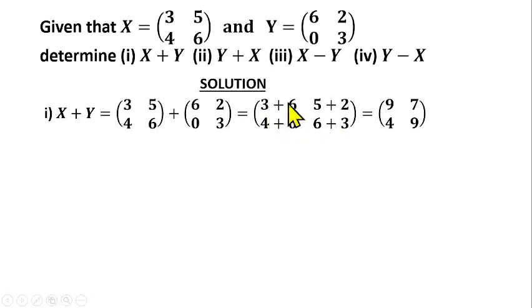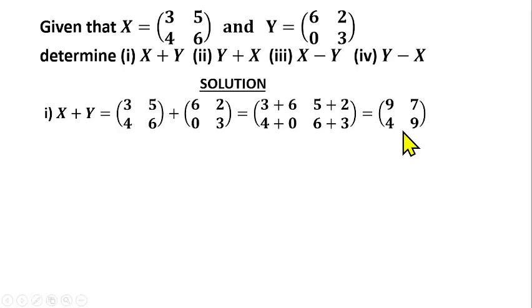So 3 plus 6 will give us 9. Then 5 plus 2 will give us 7. 4 plus 0 will give us 4. 6 plus 3 will give us 9. So we get another matrix, which is also a 2 by 2 matrix. Technically, if I add 2 by 2 to 2 by 2, it's going to give me a 2 by 2 matrix as well. Do you understand that? That's how we add, or how we subtract, matrices from one another.